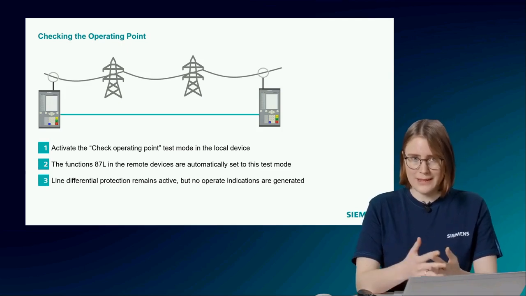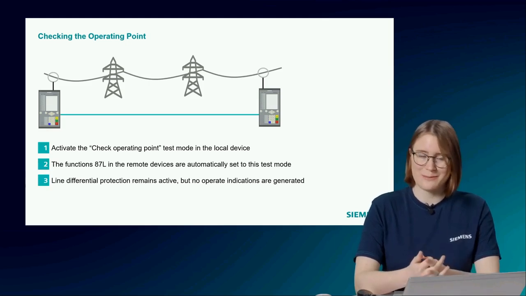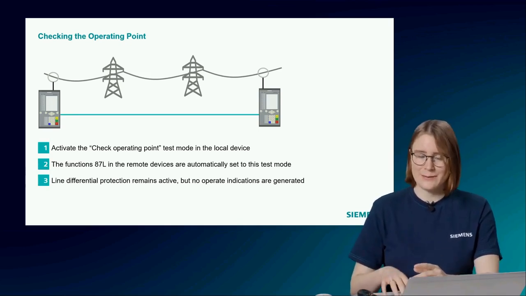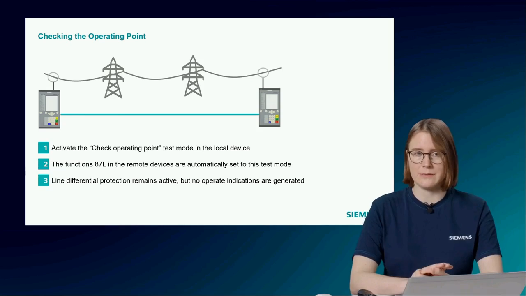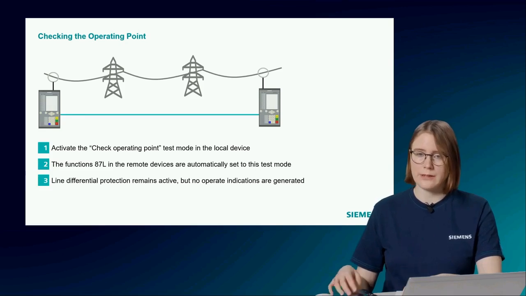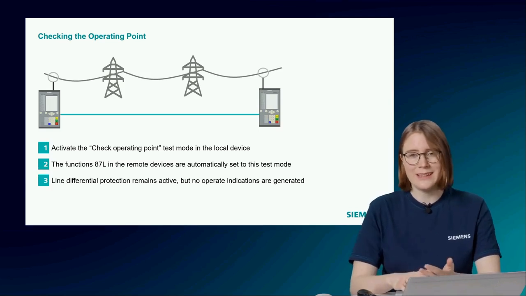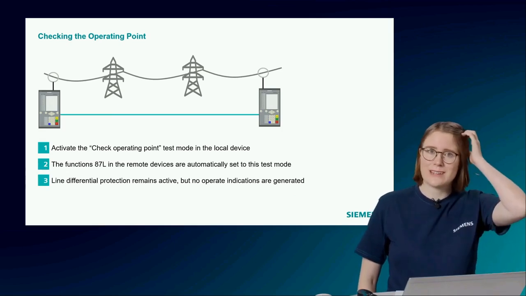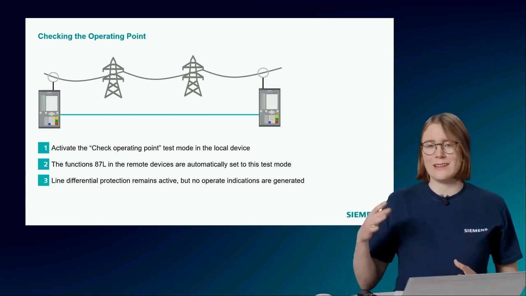And to get into this check operation point mode, you activate the check operation point mode via binary input, for example. And then this test mode in the remote device will automatically get active. So here you only have to switch it on in one device. The second device will follow in the same test mode. The reason for that is that here, we expect, okay, there's already 100 kilometers of distance between the two relays. Maybe you have no chance to communicate with both devices. So you switch it on in your local device and the remote device will follow.